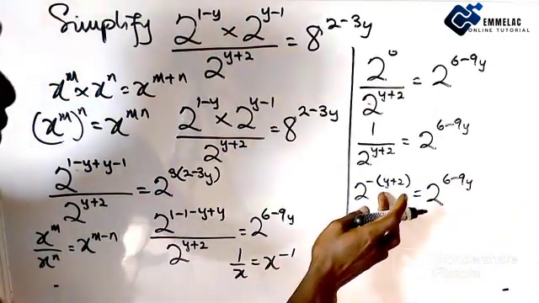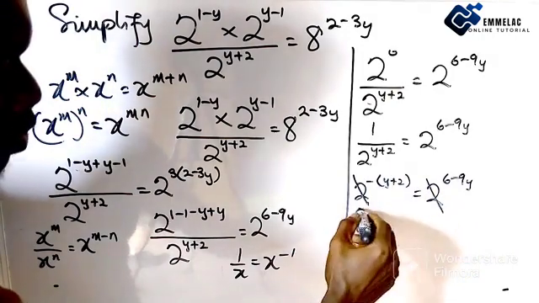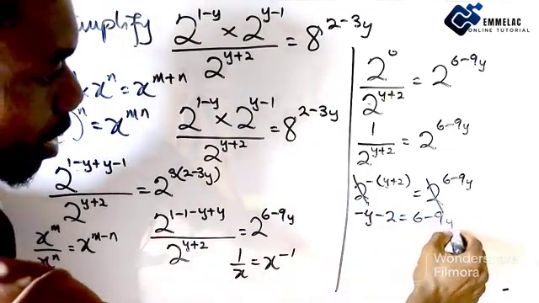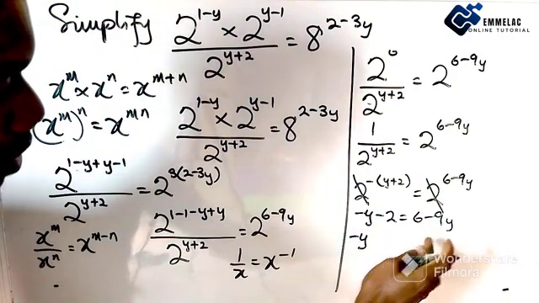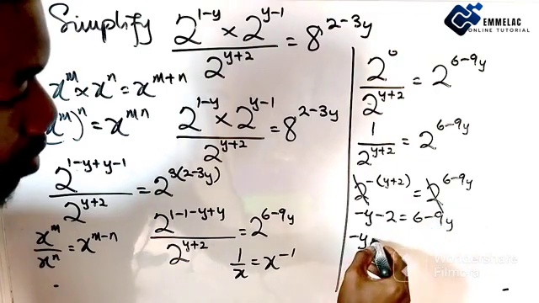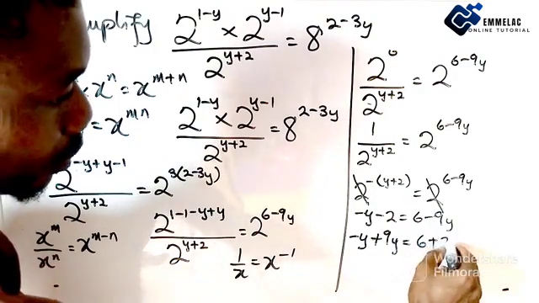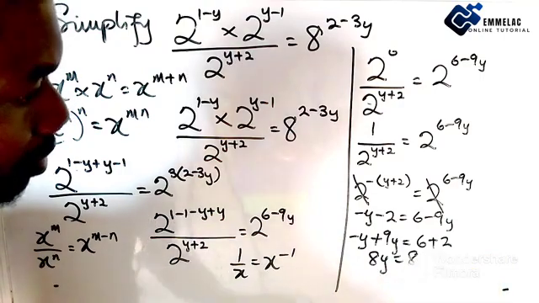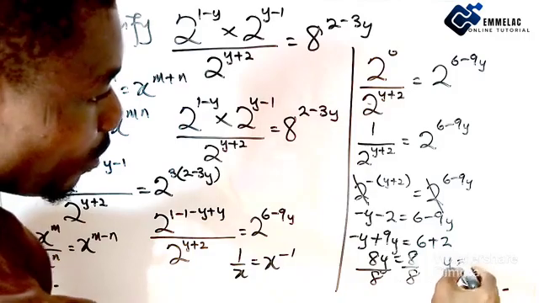Alright, now you can cancel out the base 2. So here, opening this bracket, you have minus y minus 2 equals 6 minus 9y. Now collecting like terms, here we have minus y, and by bringing this over, we have plus 9y, then equals 6 plus 2. So here we have 8y equals 8. At the end of the day, dividing both sides by 8, our y equals 1.